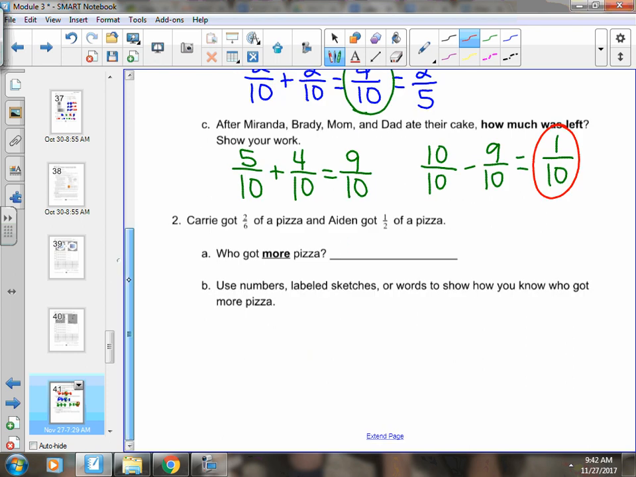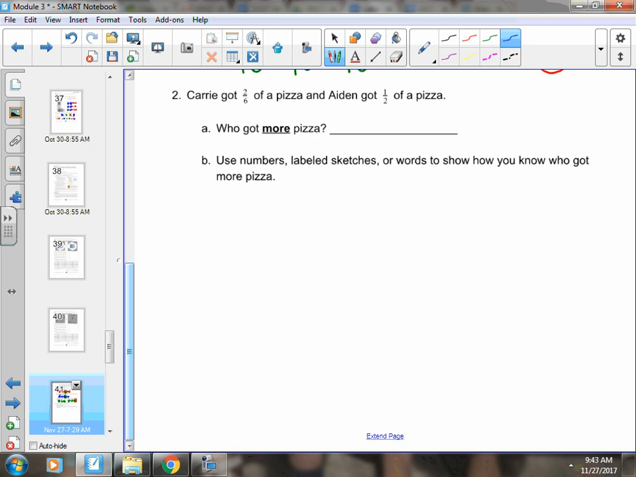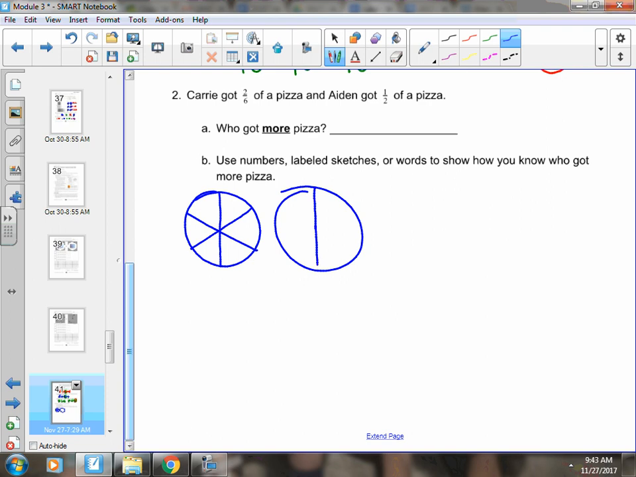Number 2, Carrie got 2/6 of a pizza, and Aiden got 1/2 of a pizza. Who got more? Use numbers, labeled sketches, or words to show how you know who got more pizza. Pictures totally work. When all else fails, think of food, draw pictures. When I draw 6ths, I draw a line down the middle and then an X, and half is easy. I know that 2/6 would be 2 out of 6. 1/2 would be 1 out of 2.